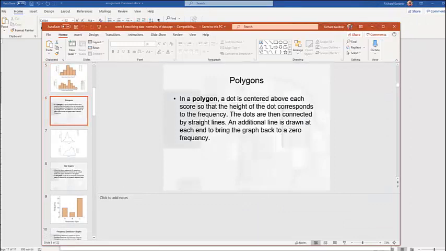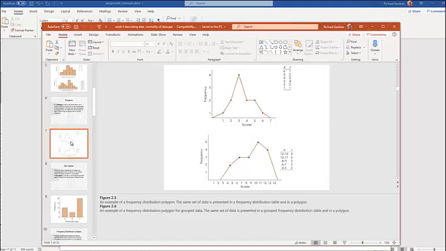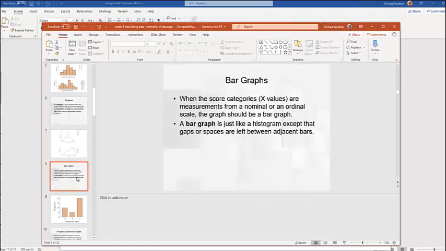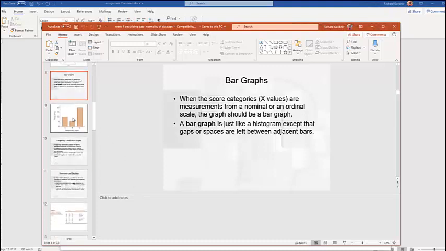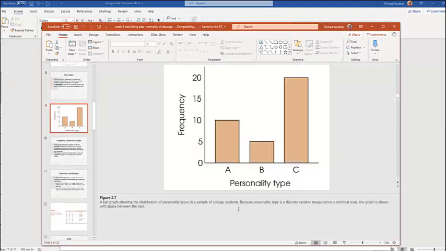I know what a polygon is, but I've never seen one drawn in SPSS before. Oh, that's if you're using a line graph. Don't use line graphs. You're going to use bar graphs, but they're pretty easy. You've been doing bar graphs since the 7th grade, right? Personality types, A, B, C, how many are in each one?